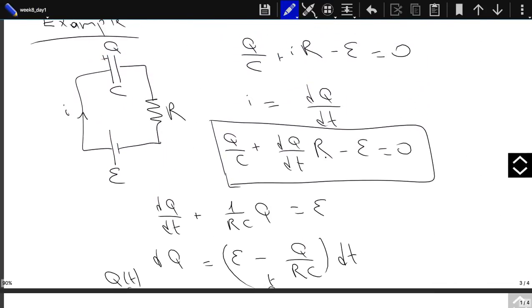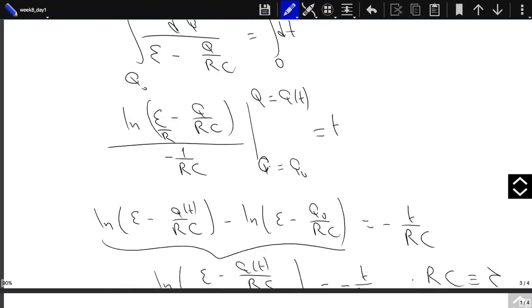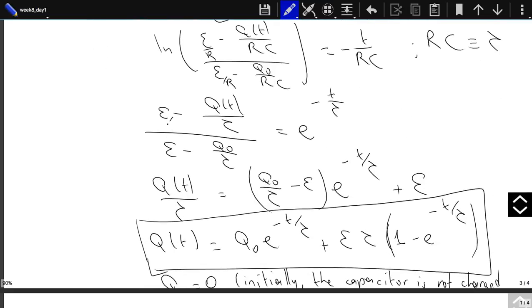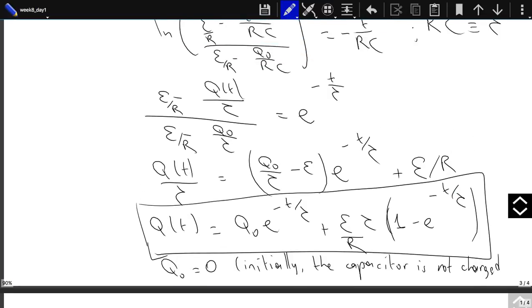Well, I made one mistake. Here, this is epsilon over r. Epsilon over r, epsilon over r. So here, this is epsilon over r.